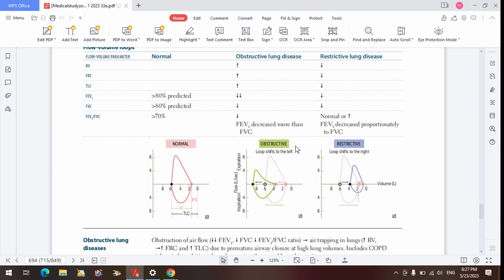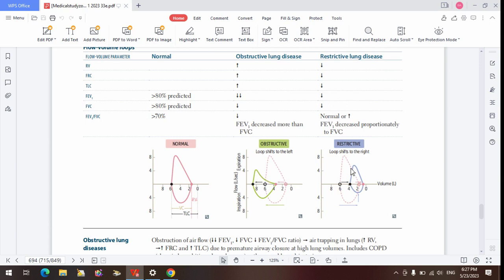So they labeled it as expiration and inspiration. Expiration is the one on top. At expiration, that's when the obstructive people encounter their problem. So that is why you're having that height not being high and also that slanting at the expiratory phase.